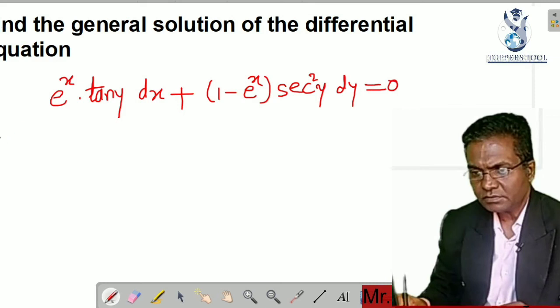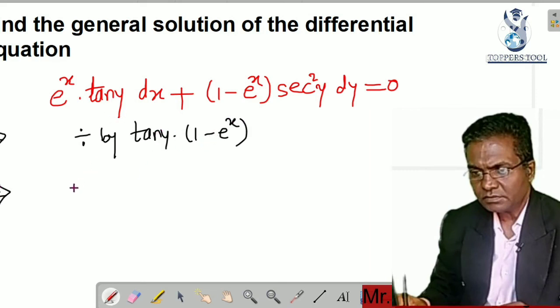So you can write directly, you can separate the variables directly. The term that you don't want, you divide. So it can be done like this also. We don't want tan y here and we don't want 1 minus e power x. So you can write like this also. Divide by tan y into 1 minus e power x. Okay, so this is what we call separation of variables.